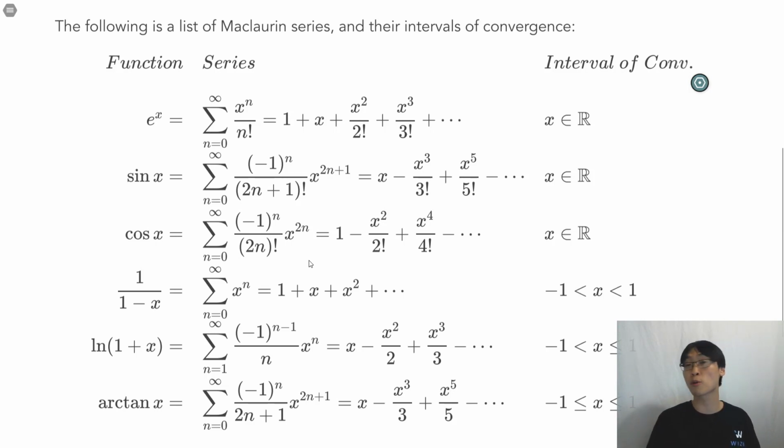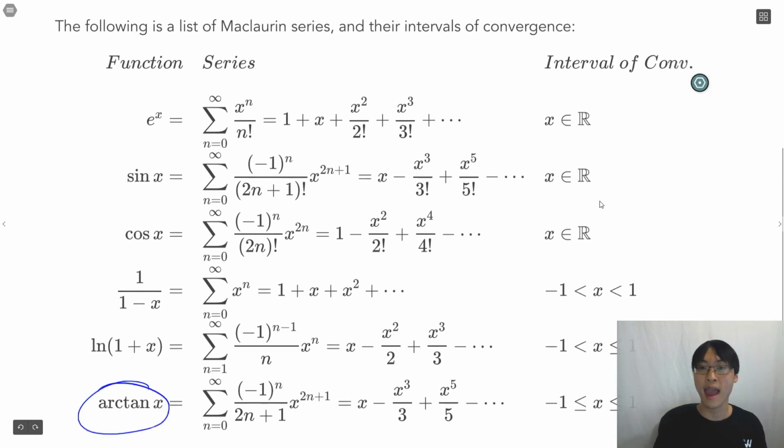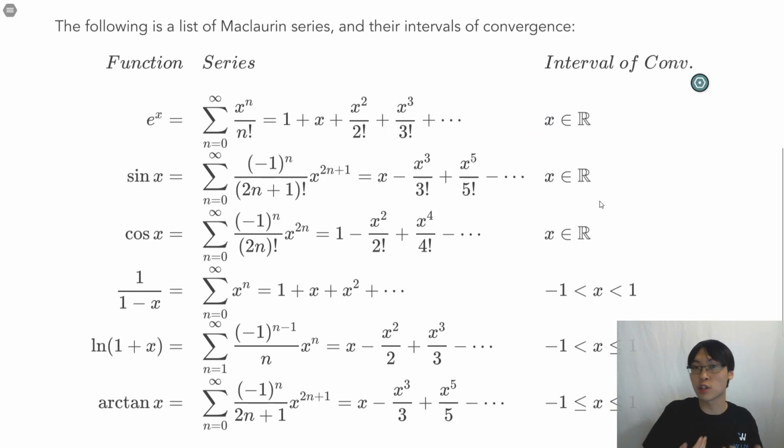If you knew your Maclaurin polynomials already, which you should, then all of this should be familiar to you already. The new one might be this arctangent x here and the intervals of convergence. So those are the additional things that you need to remember when it comes to this chart of Maclaurin series that you must know.